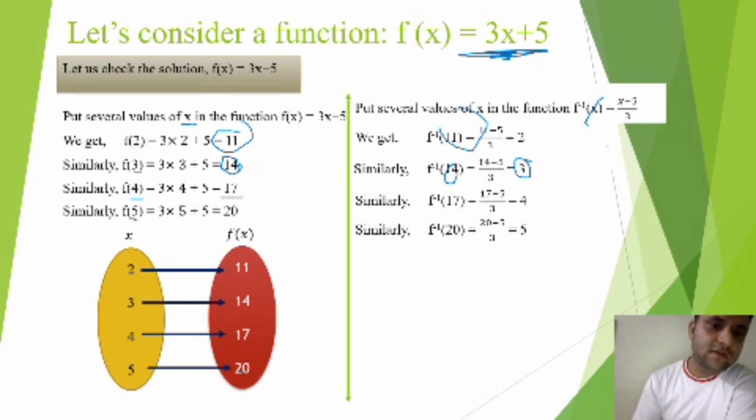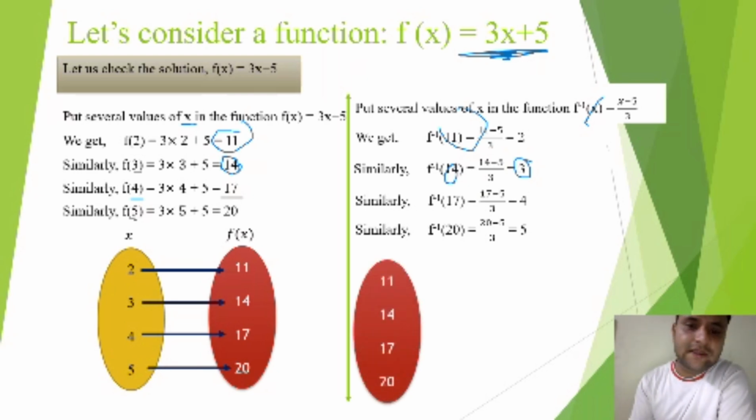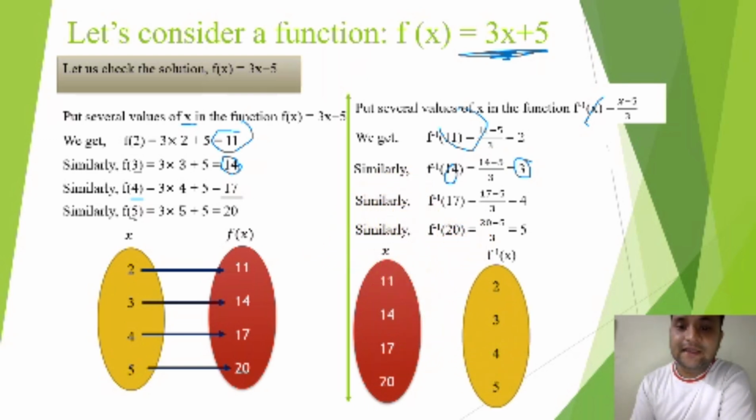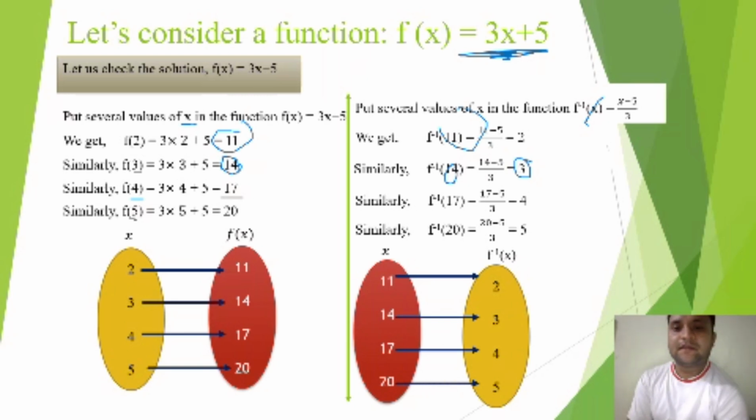Now this is the arrow diagram of the original function. Now what would be the arrow diagram of the inverse function? The arrow diagram of the inverse function would be exactly the inverse of the original function. So this is how we have verified the inverse function.